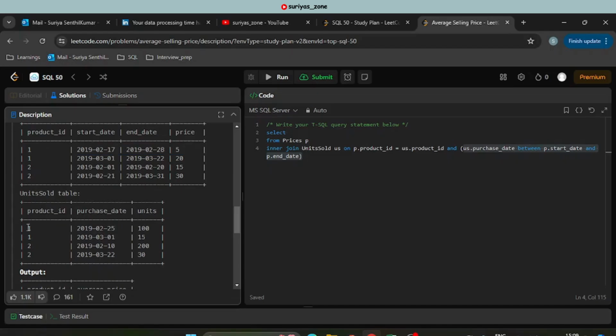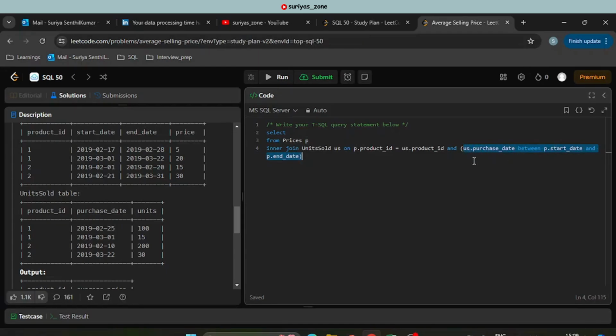Let's say when it comes to checking this product ID and this row, it will check whether this purchase date lies between this start date and end date or not, or this start date and end date or not, like that. So when it does that for each product ID, here it will lie between these places, so that it will be helpful for us in the calculation.